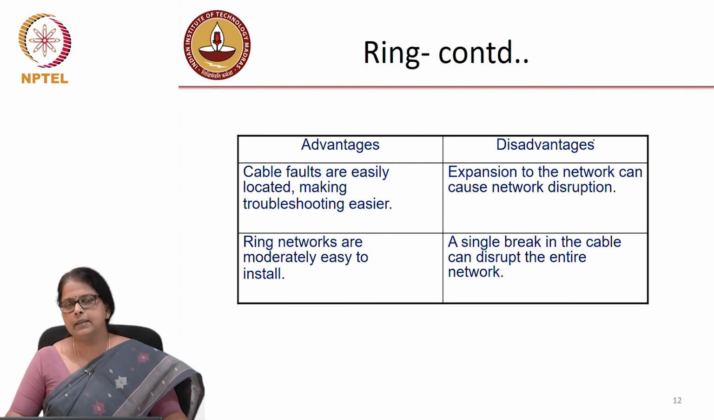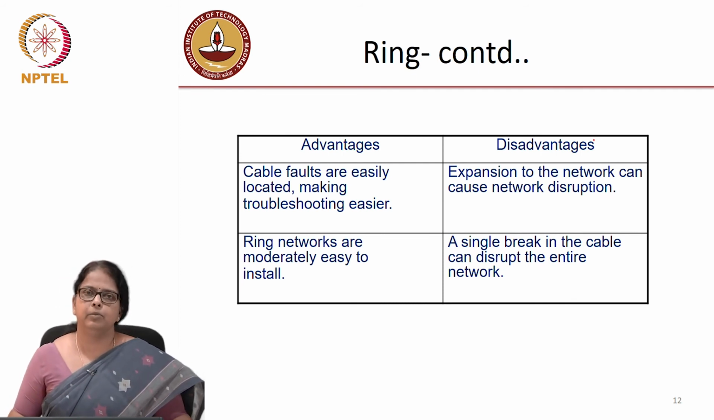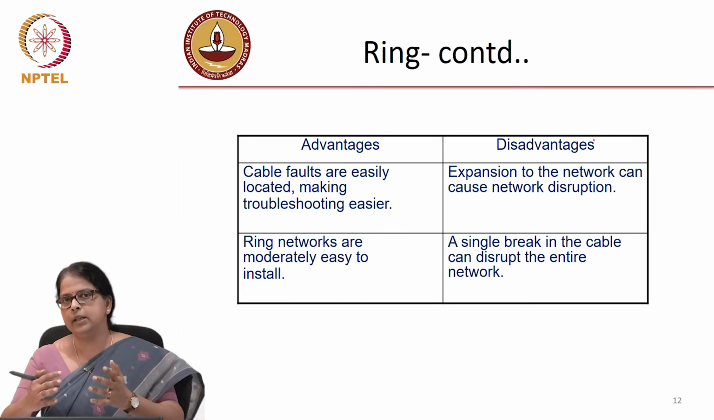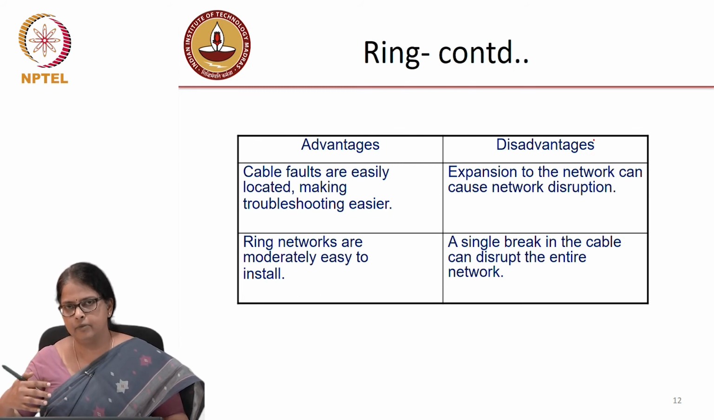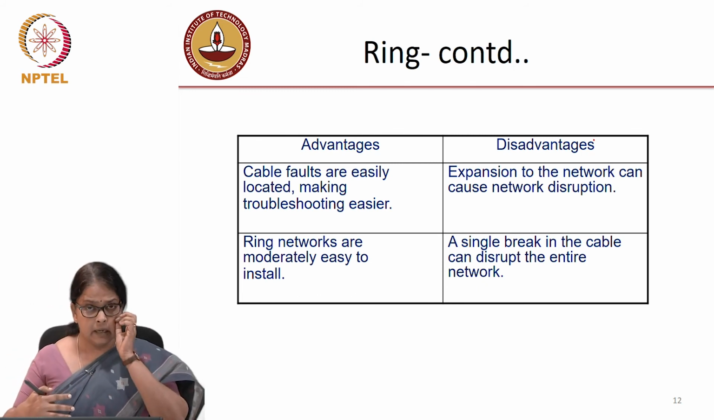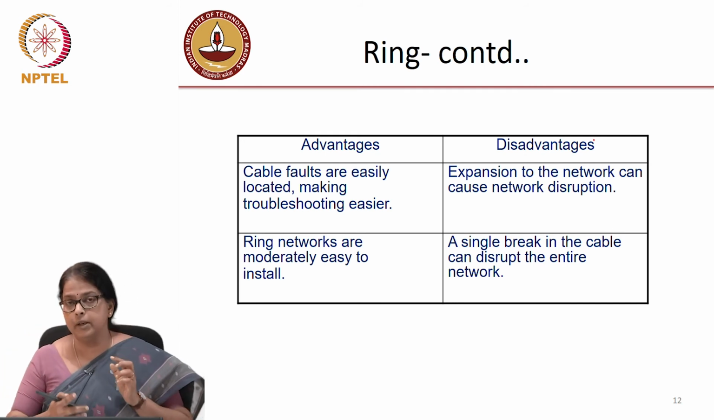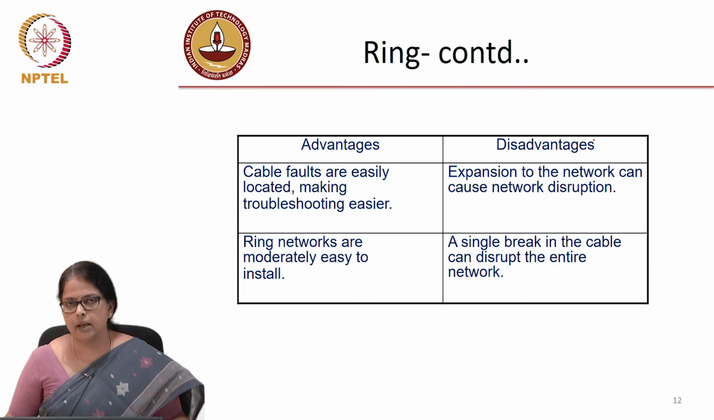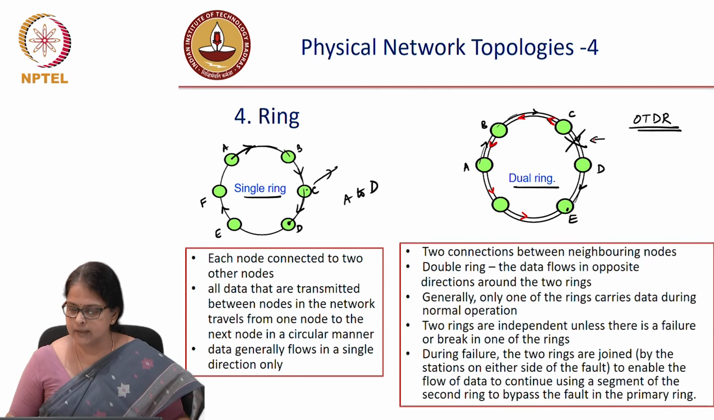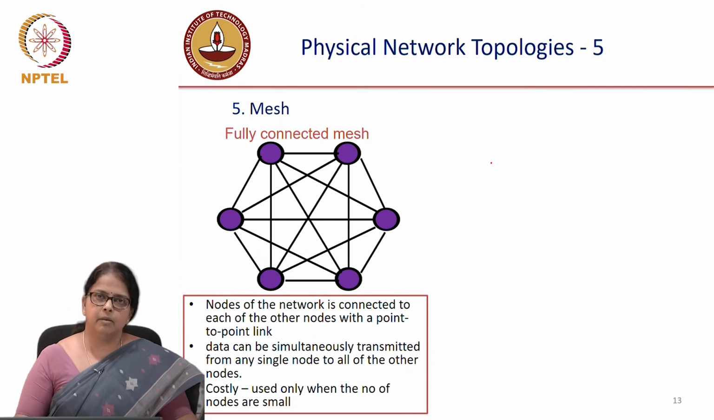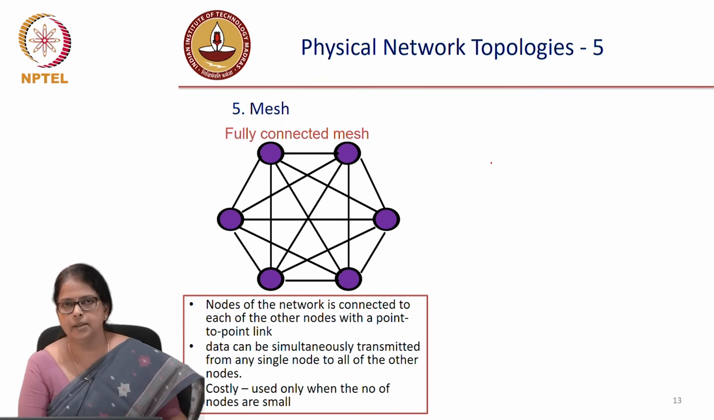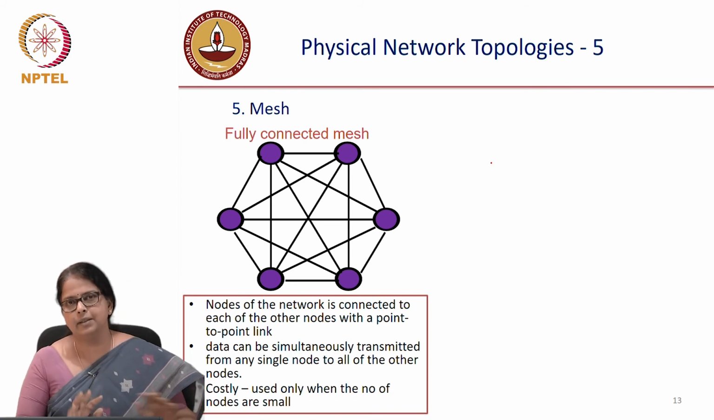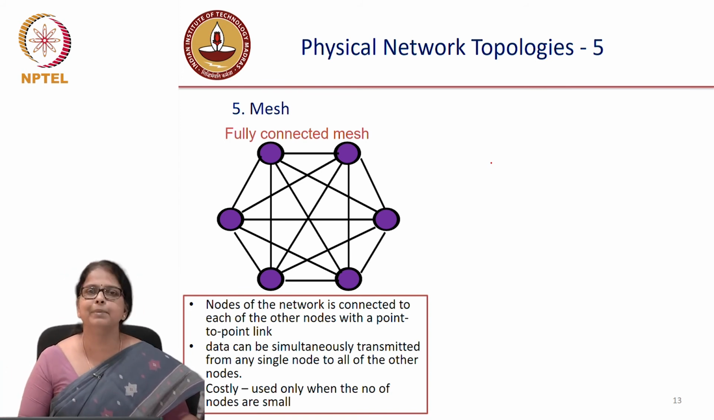But the problem is that the network planning has to be done very meticulously. You cannot keep adding nodes in a ring, because if you are trying to add a node to this ring, the existing network will get disrupted. A single break in the cable can disrupt the entire network, for instance. So, the most failure resistant topology is probably the mesh topology. In a fully connected mesh, every node is connected to every other node. As simple as that.